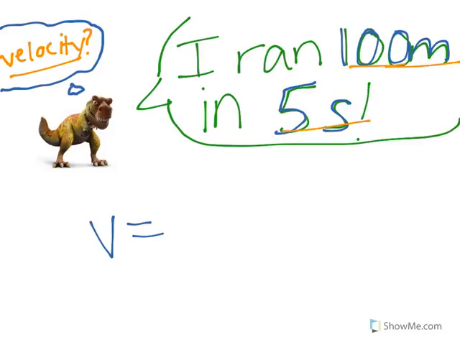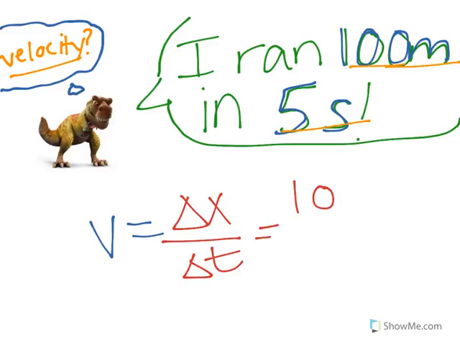Alrighty then. His velocity is equal to his change in position over the change in time. We know that he traveled 100 meters in 5 seconds, so his velocity must be 20 meters per second.